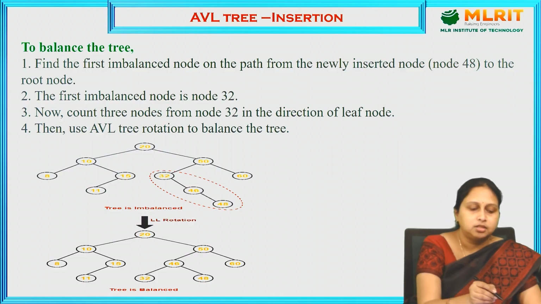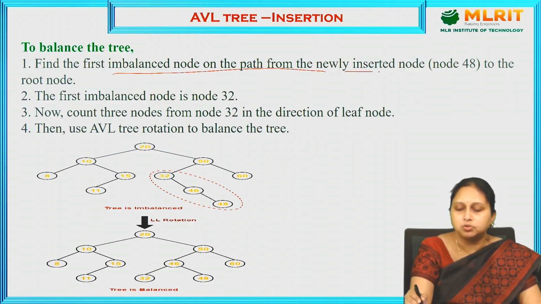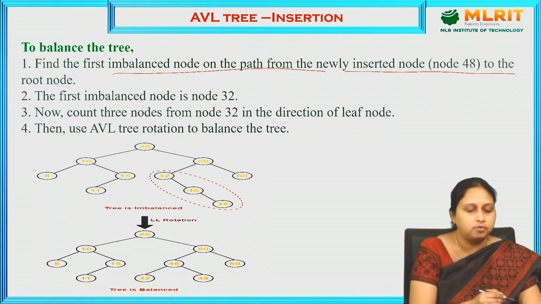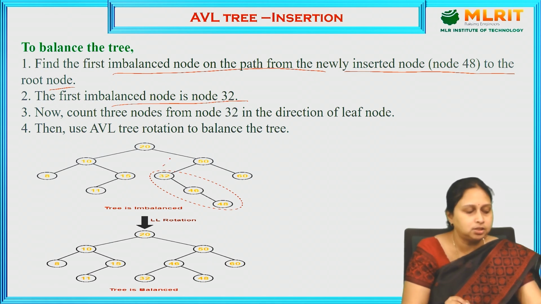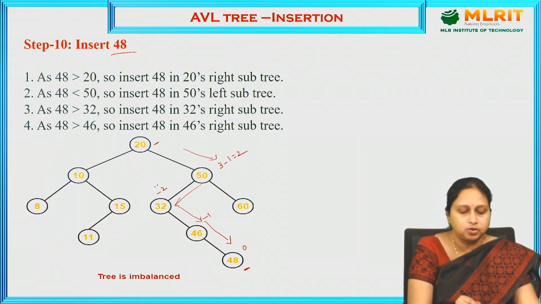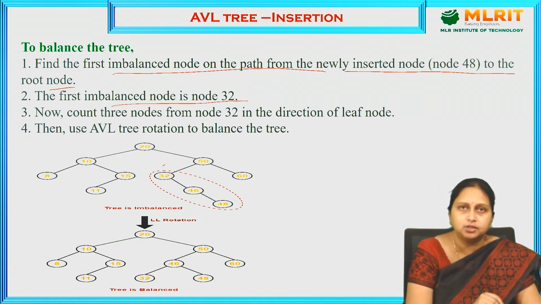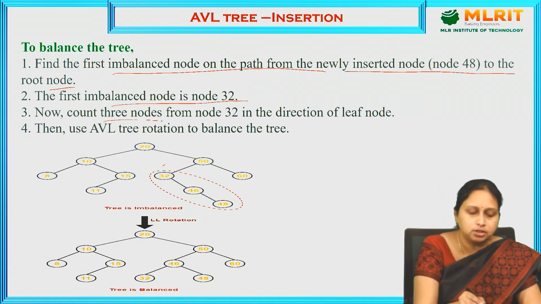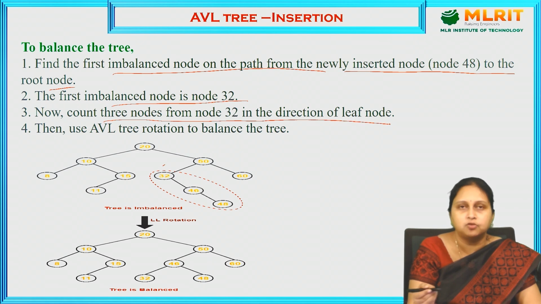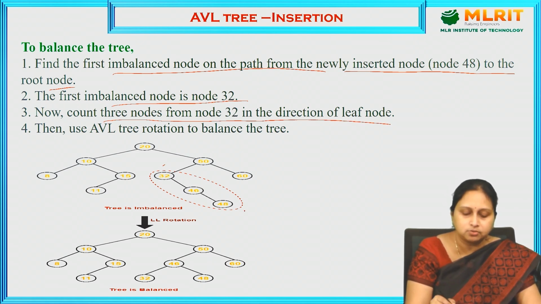Observe. The first imbalanced node on the path from the newly inserted one to the root node is at 32. Yes, we have seen here, here itself we got the imbalance. So we are going to select those 3 nodes. Now count the 3 nodes from 32 in the direction of the leaf node. From the imbalanced node you need to count the 3 nodes. These are the 3 nodes.